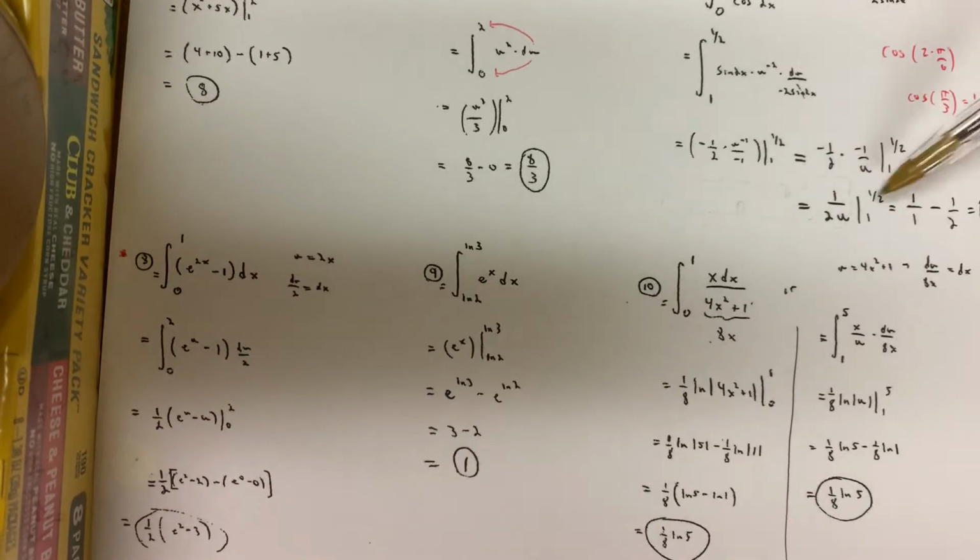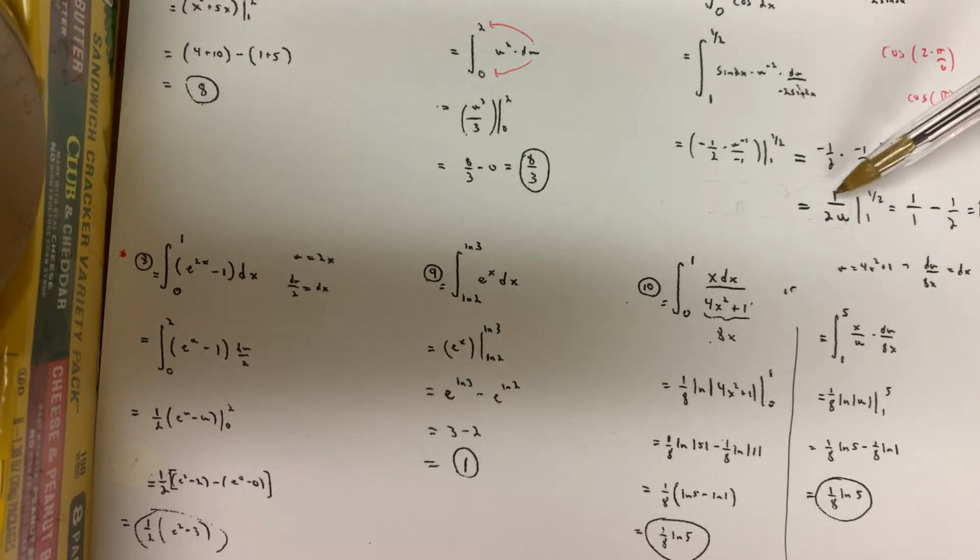Anyway, so we got 1 over 2u right here. When you evaluate the definite integral, please plug in the upper bound first. 2 times 1/2 is 1. That's the 1 over 1. Then subtract the plugging into the lower bound. 1 over 2 times 1 is going to be 1/2.